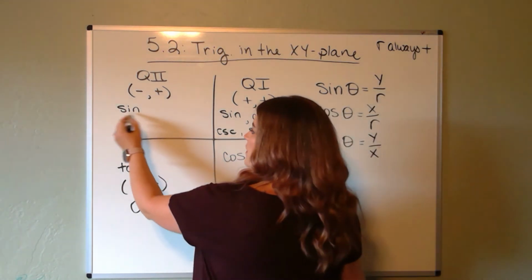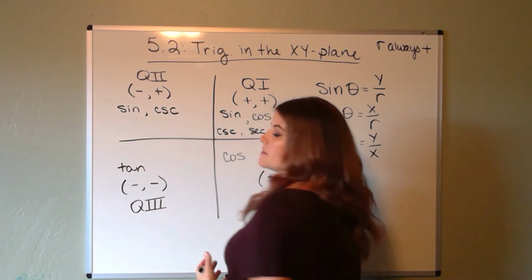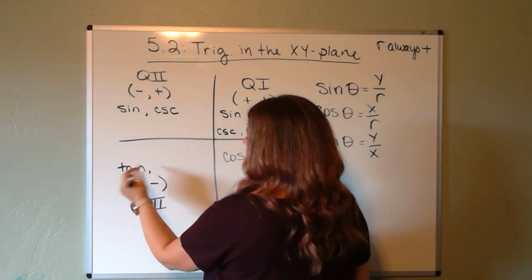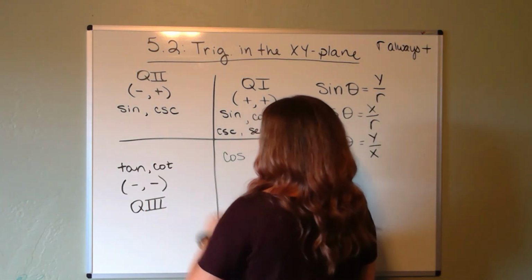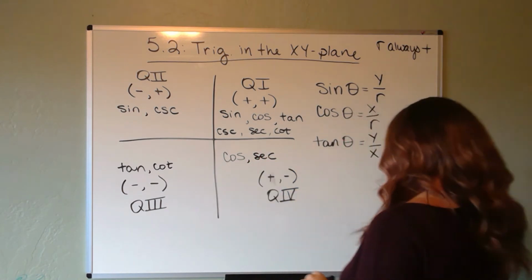In quadrant 2, I just have sine that's positive. Remember, that means its reciprocal cosecant's also positive. In quadrant 3, if tangent's positive, cotangent is also positive. And then for cosine, we would pair that with secant.